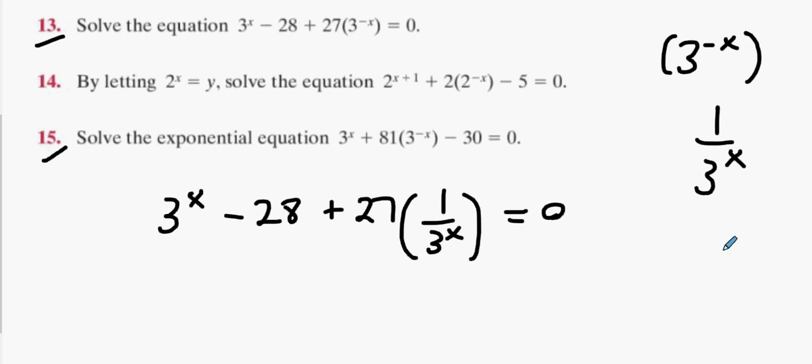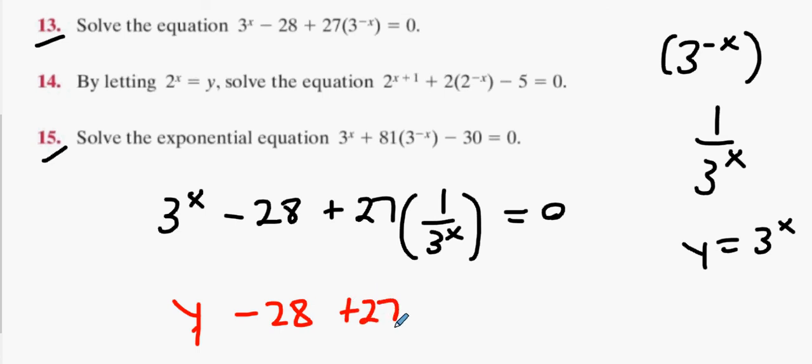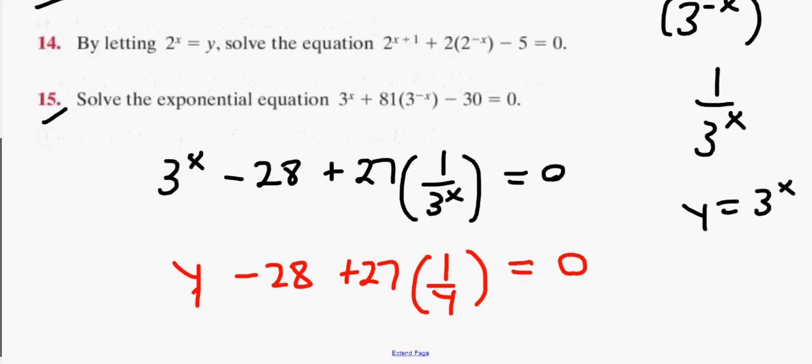We'll pick y. Let y equal what? 3 to the power of x. Now what does it become now? Y minus 28 plus 27 times 1 over y equals 0. And isn't that much more achievable looking, isn't it? So what do you do next then?